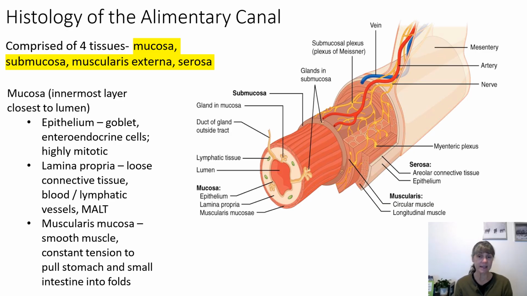The next layer deep to the epithelium is the lamina propria, which consists of loose connective tissue, blood and lymphatic vessels, and mucosa-associated lymphatic tissues. And then finally the muscularis mucosa, which is smooth muscle that provides constant tension to pull the stomach and small intestines into folds, which help to enhance secretion and absorption. Now, the histology of the alimentary canal that we're showing you is true from the lower portion of the esophagus, where it joins the stomach, to the anal canal.